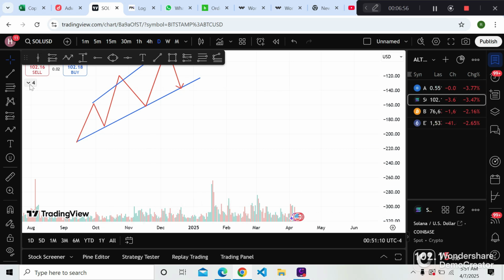This is volume. You understand? Volume for Solana. If you don't have it on your chart, it usually comes by default on the screen. So you can just go to where you have your indicators and then look for your volume.